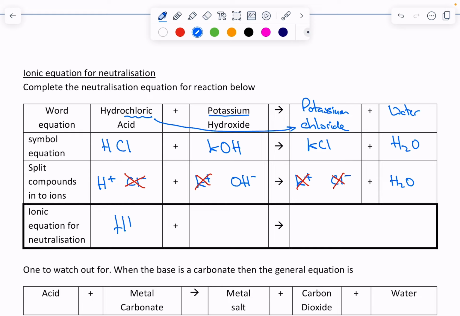So let's just write down what's left. I've got H+, I've got OH-, and here I have got H2O. This is called the ionic equation for neutralization because these are the ions involved that haven't changed, and we can simplify this equation to form this equation. So we've got the hydrogen ions from the acid reacting with the hydroxide ions from the alkali to form water. So again, pause the video there and you can fill that bit in as well.